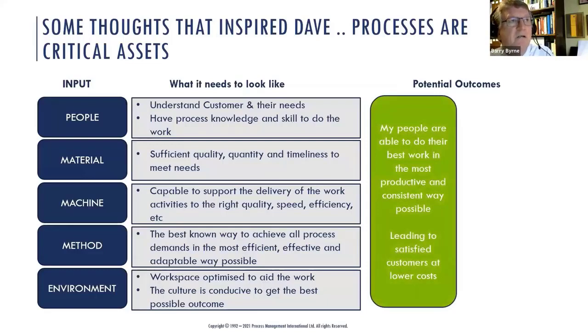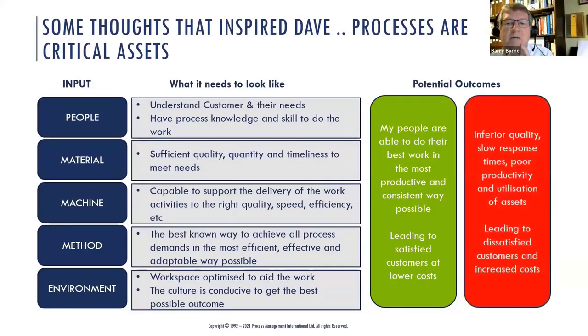Now, he recognized that as he continued to work on this, the potential outcomes were worthwhile seeking. And he talked to me about these particular elements: that my people are able to do their best work in the most productive and consistent way possible. And as a consequence of that, it leads to your customer being satisfied and others in your business system, perhaps up to higher levels, at lower cost. So as a consequence of doing these things, this is what he appreciated.